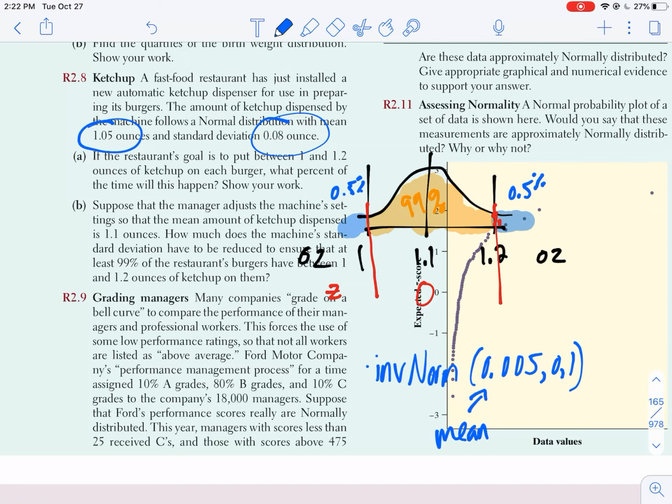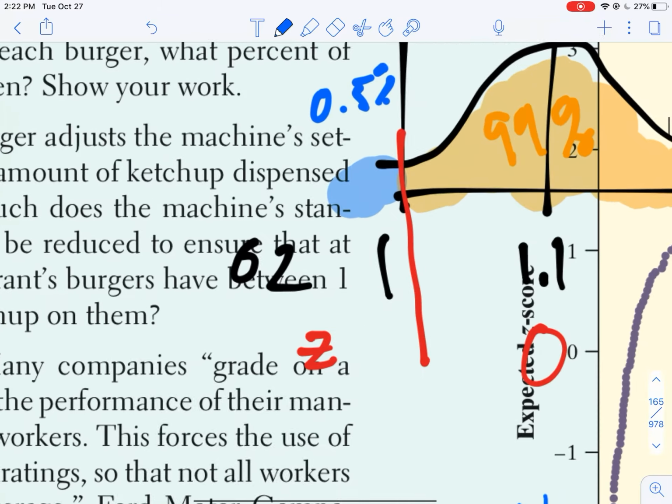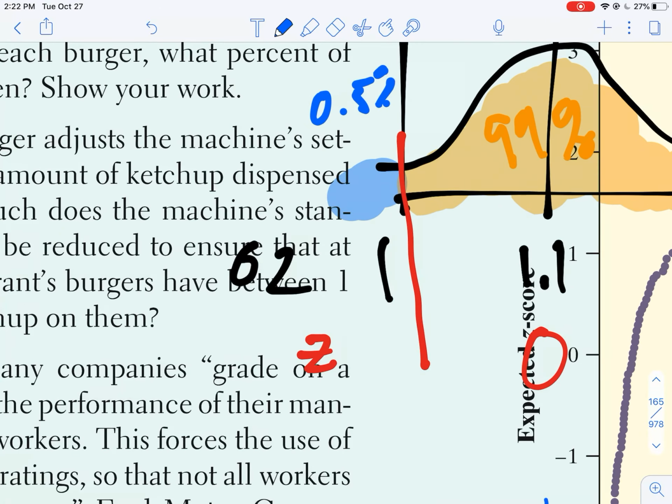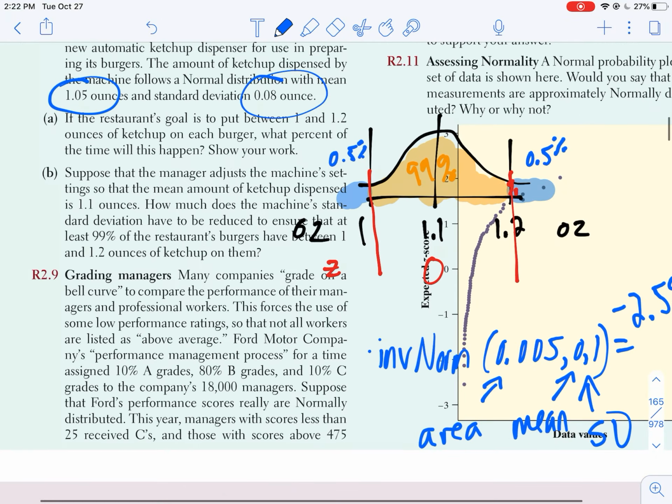Area, excuse me. Always label. Mean, standard deviation. And if I plug this in, which hopefully you did too, you get negative about 2.58. So I know the z-score that's going to get me to that 0.5% here. So that's good. I know the z-score for 1 ounce of ketchup.